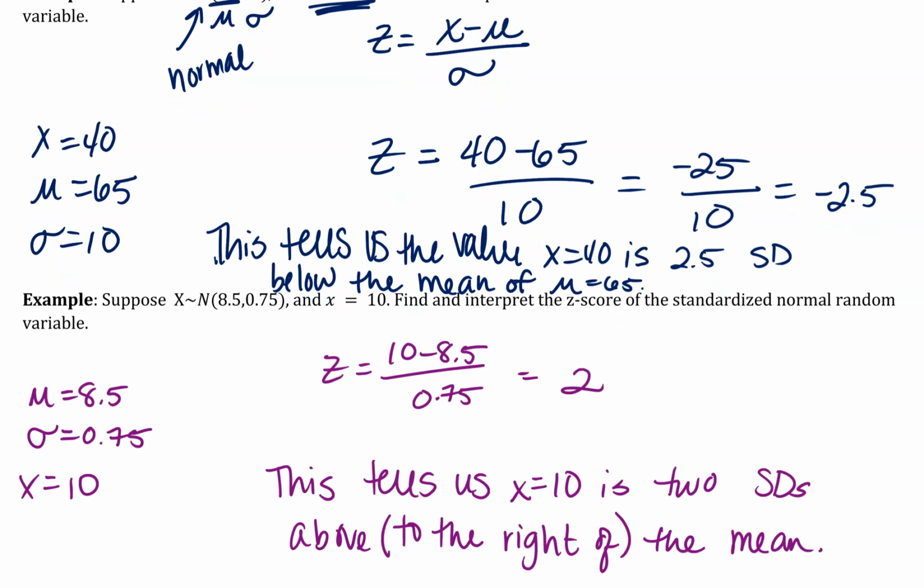So here's the calculation I came up with. I got a z-score of 2 by plugging into the z-score formula and getting 10 minus 8.5 divided by 0.75. So to interpret this, this tells us that the x value of 10 is 2 standard deviations above the mean because it's a positive z-score.